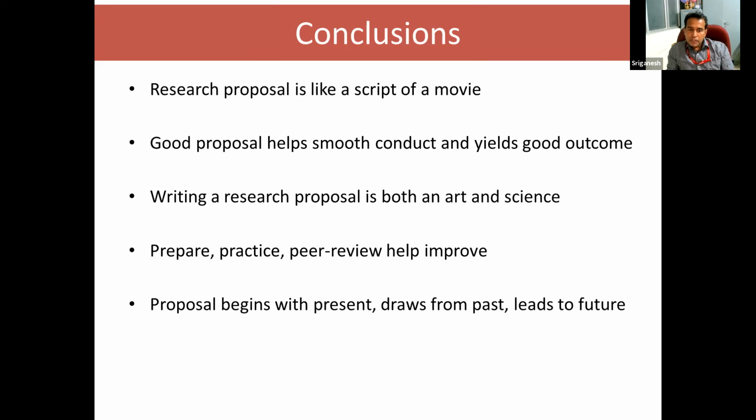Bottom line is the research proposal begins with the present, you know, the current problem at bedside. You go back to the past, perform the review of literature, and then provide evidence for the future.